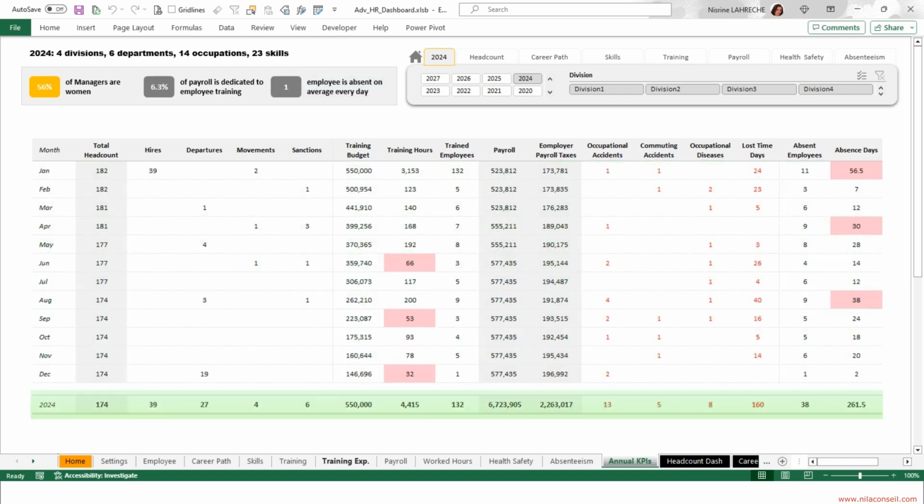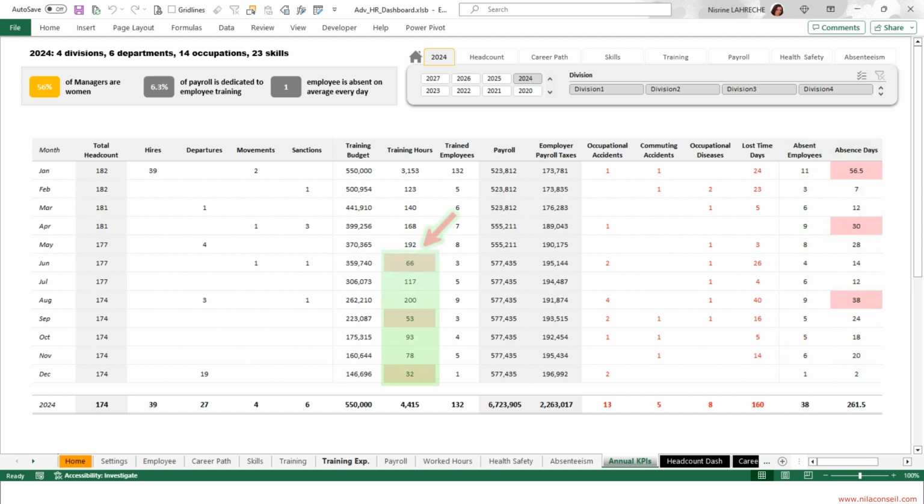Here is the monthly and annual summary of the company's HR metrics. Total headcount, hires, and departures. Internal movements and disciplinary sanctions. Training budget available at the start of each month. Number of trained employees and training hours. Amount of payroll and employer payroll taxes. Number of occupational accidents, commuting accidents, occupational disease, and number of lost days. Number of absent employees and total absence days.